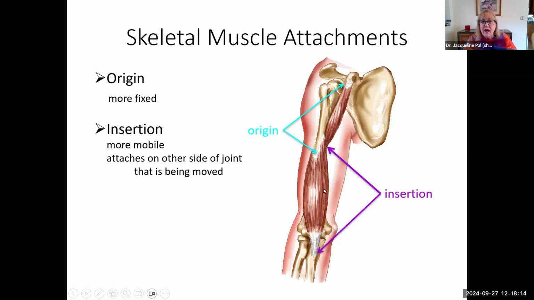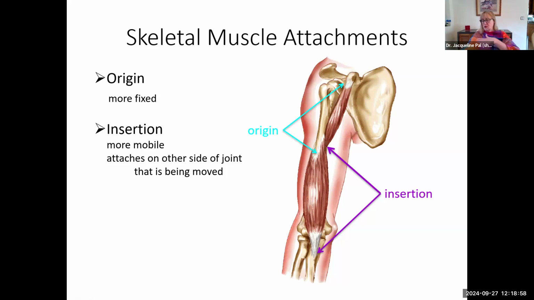And what you have to realize is that the insertion will be on the other side of a joint that's being moved. So in this muscle crossing the elbow, the insertion is close to the elbow. On this other muscle, you can see that the origin's actually closer to the shoulder and the insertion is further away, but you can see that the origin and the insertion are on opposite sides of the shoulder. And so that means that the shoulder is the joint being moved for this muscle. And then for this muscle, that means the elbow is the joint being moved.